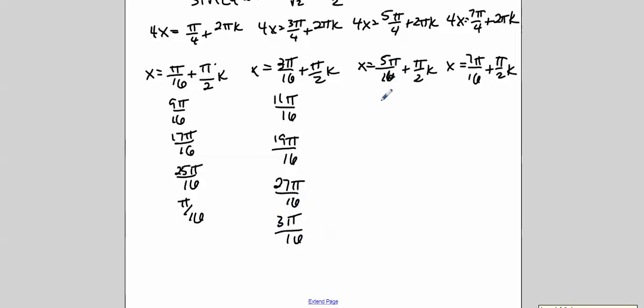Alright, 5 pi over 16 plus 8 pi over 16 is 13 pi over 16. Plus 8 pi over 16, 21 pi over 16. Plus 8 pi over 16, 29 pi over 16. And plus 8 pi over 16 will give us 37 pi over 16. Oops, that's too big. I added too many times. 1, 2, 3. Get rid of this last one. And down here, let's just write the original 5 pi over 16.